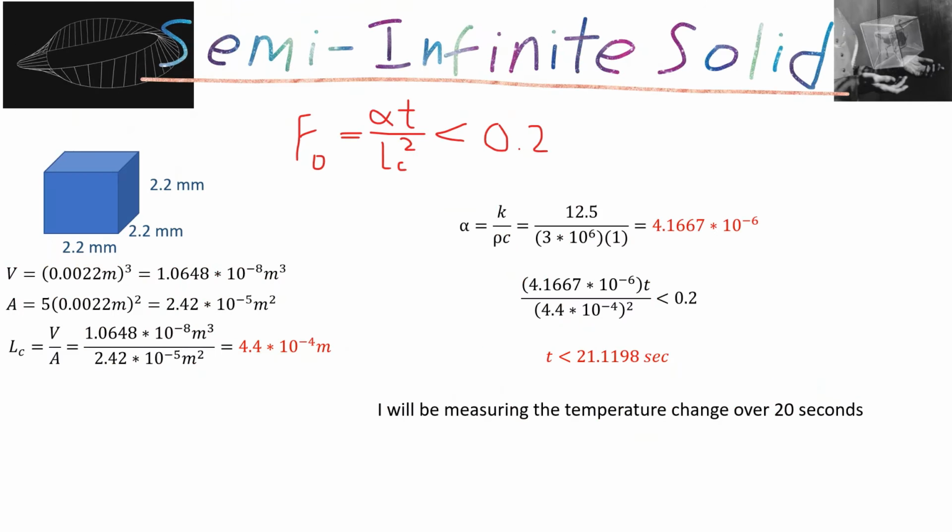More about the semi-infinite solid assumption. The Fourier number has to be below 0.2, so I need to find a time scale that would make this assumption valid. So I found the volume and the surface area of the cube, surface area minus one side. The cubes are about 2.2 centimeters in all directions. So I found Lc, found the alpha, and found an appropriate time scale to remain below 0.2 is 21.1198 seconds. So I'll be measuring the temperature change over the course of 20 seconds.